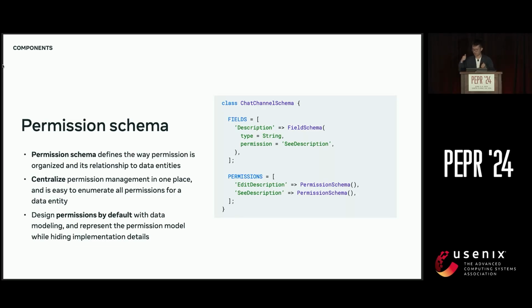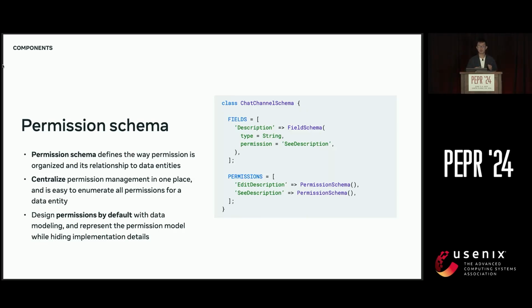Then we can add permissions there to define what actions you can take on this entity. It helps centralize all the permissions in one place. So when people ask, what are all the permissions we can have on this data object? It's very easy. The list is right there. Very easy to enumerate all the permissions for this entity.